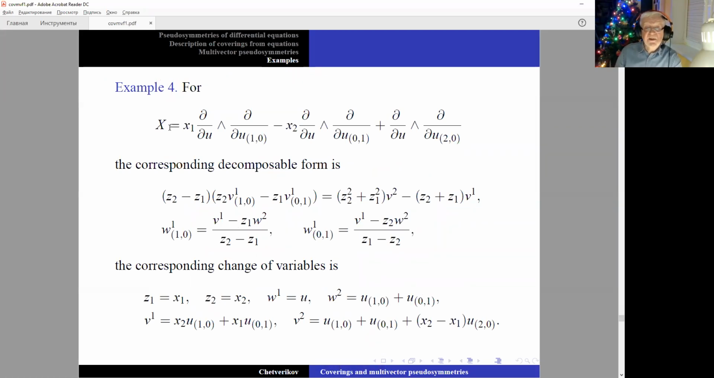For X from example 3, the corresponding decomposable form of the covering is this system. The corresponding change of variables is of this form. This is a C-transformation.